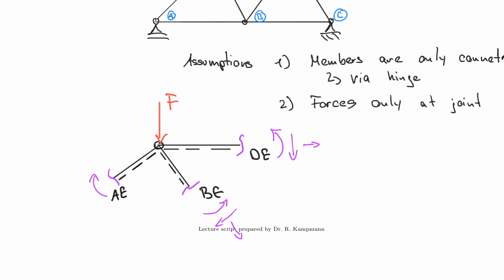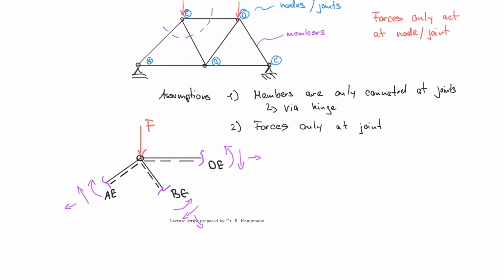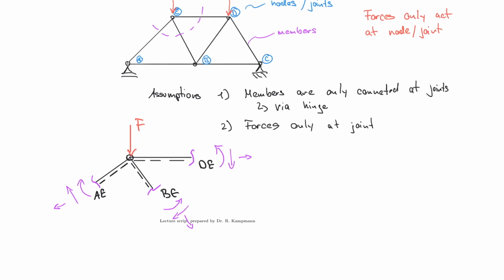So here, for example, it's the left cut. So that means the shear force would go up. But now let's look at our conditions, right? Our assumptions. We said that we have only connection at the joints via hinge, and that forces only act at the joints. So let me elaborate on that for a second.